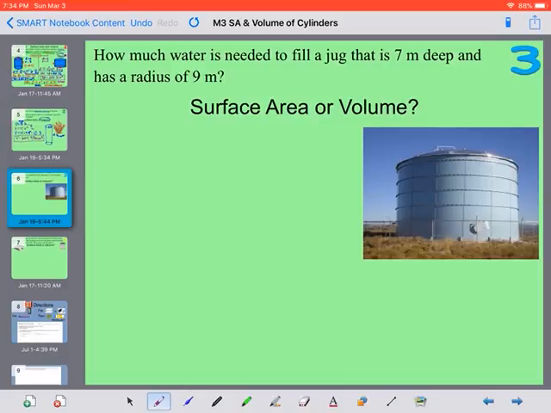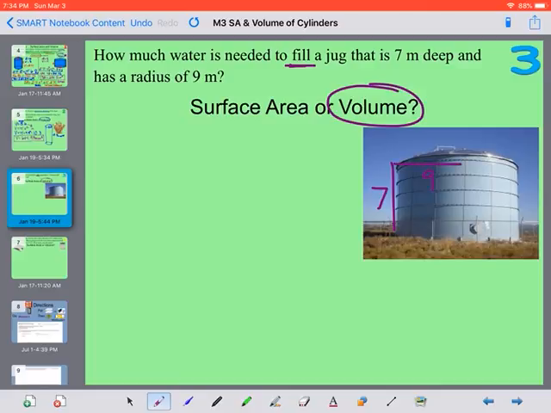How much water is needed to fill, keyword there, fill. We're not looking at flat. We're talking about a volume, three-dimensional, like water. How much water is needed to fill a jug that is 7 meters deep and has a radius of 9 meters? So here it's 7 meters deep and has a radius of 9.